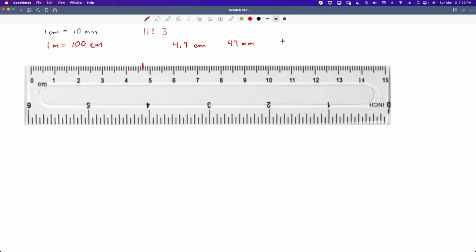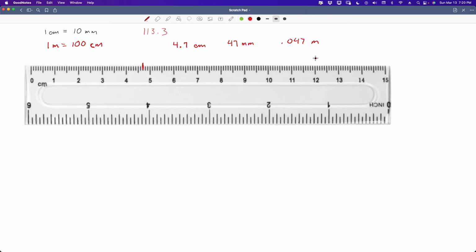So this would also equal 0.047 meters. So as you can see, the number never changes. We just shift the decimal place for the different units of measure. It's a very standard and easy way to do it. And in every country except the United States, they use the metric system for their length.